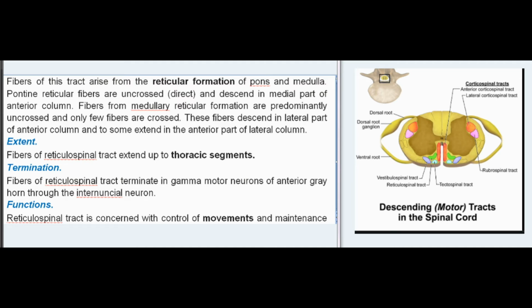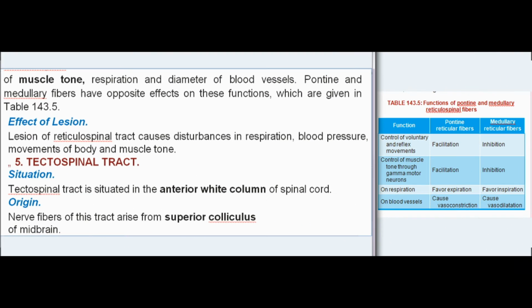Extent. Fibers of reticulospinal tract extend up to thoracic segments. Termination. Fibers of reticulospinal tract terminate in gamma motor neurons of anterior gray horn through the internuncial neuron. Functions. Reticulospinal tract is concerned with control of movements and maintenance of muscle tone, respiration, and diameter of blood vessels. Pontine and medullary fibers have opposite effects on these functions, which are given in Table 143.5. Effect of lesion. Lesion of reticulospinal tract causes disturbances in respiration, blood pressure, movements of body and muscle tone.